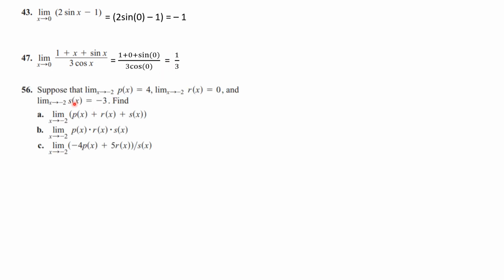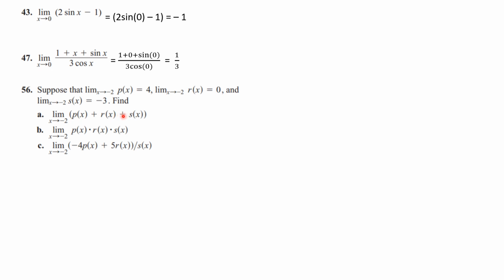The next problem is we're given the limit as x approaches negative 2 of p of x equal to 4, and limit as x approaches negative 2 of r of x equal to 0, and limit as x approaches negative 2 of s of x equal to negative 3. We want to find the limit as x approaches negative 2 of the sum of the functions. The addition rule states that the limit of the sum of functions is the sum of the limits of the functions.